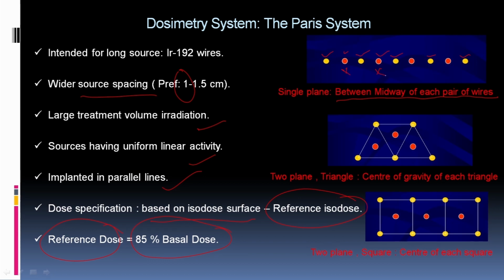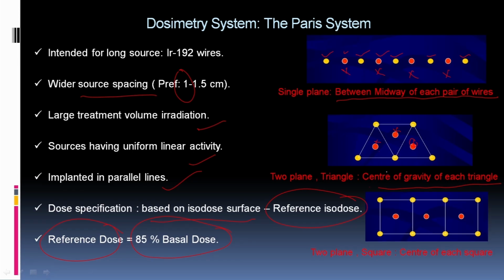So, these red ones are basal points, and we need to average out this basal dose, and 85% of this dose we consider as the reference dose for this implant. Now, if we apply two planes and we have a triangular geometry, then the center of gravity of each triangle is considered as the basal point. The doses of all these are summed and averaged out, and 85% of this basal dose is considered.